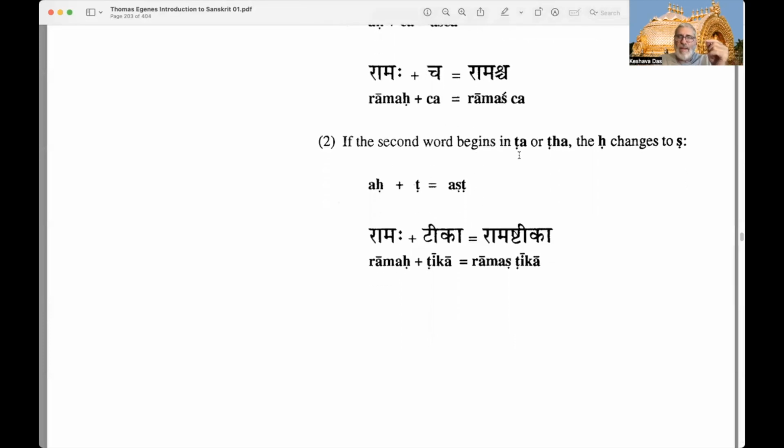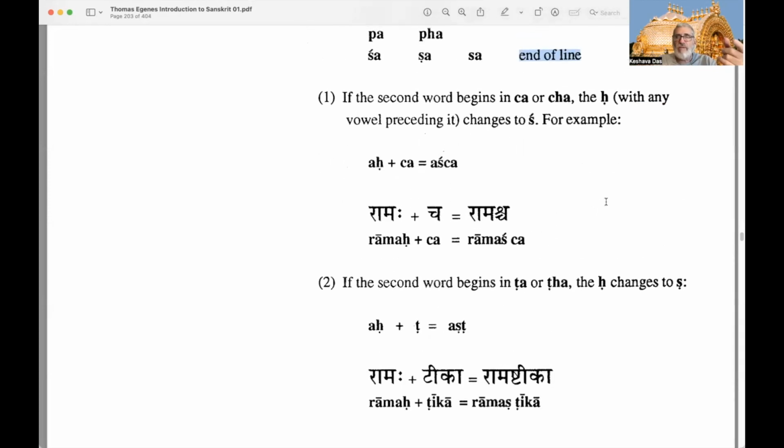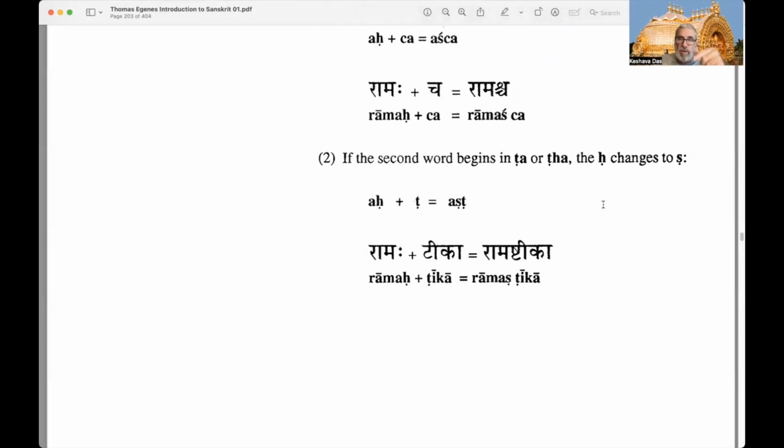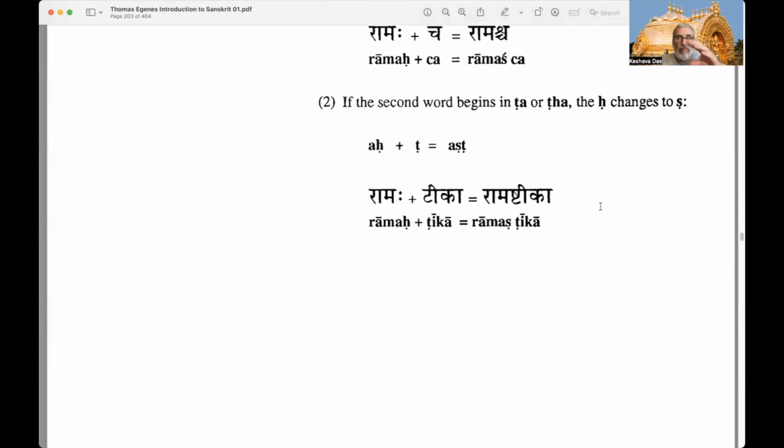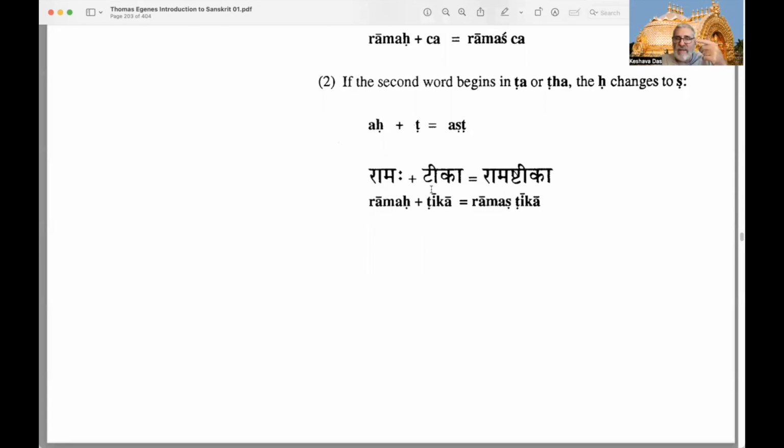So if the second word begins with the cerebral ta, then the visarga of the first word changes to the cerebral sha. So here we've got when followed by a palatal becomes a palatal sha. When followed by a cerebral becomes a cerebral sha. So there's a bit of a pattern here we can understand. So short a visarga followed by cerebral ta becomes ashta. So here's the Devanagari. Ramaha plus tika becomes ramashtika.